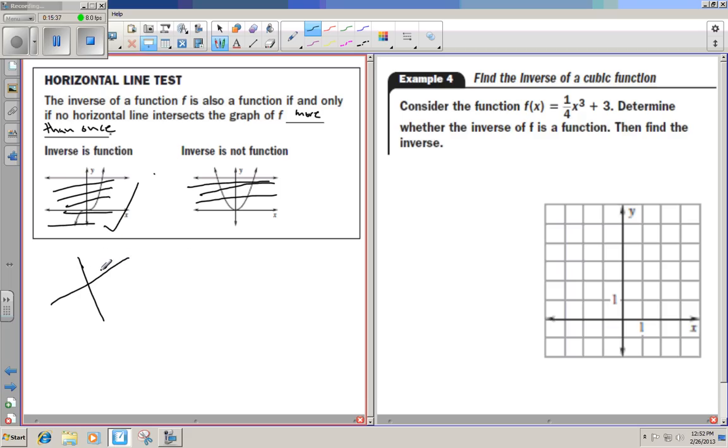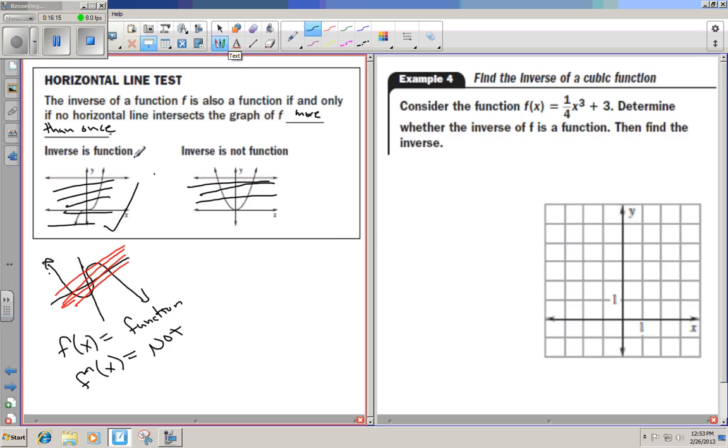Let me draw a graph. So if you have something that looks like this, the function f of x is a function because it passes the vertical line test, but f inverse of x is not a function because right about here, here, here, it crosses that line more than once. That is why this graph is not a function.